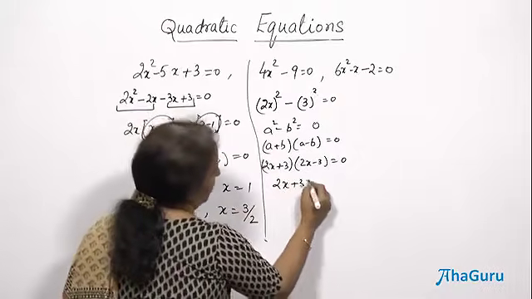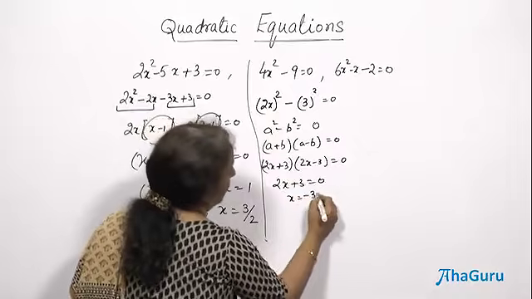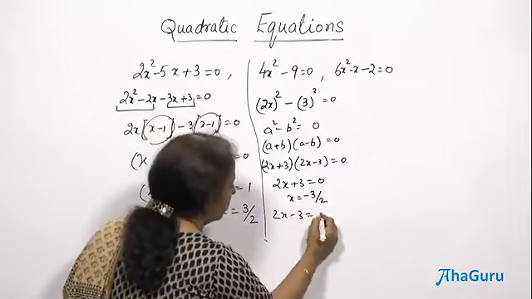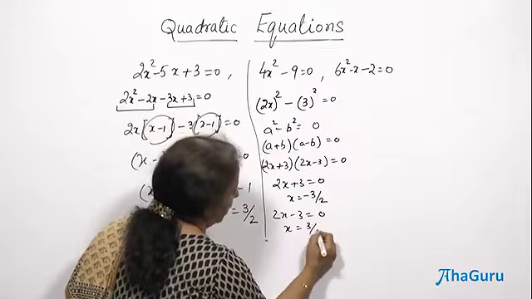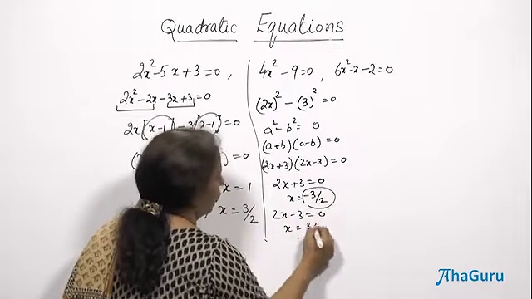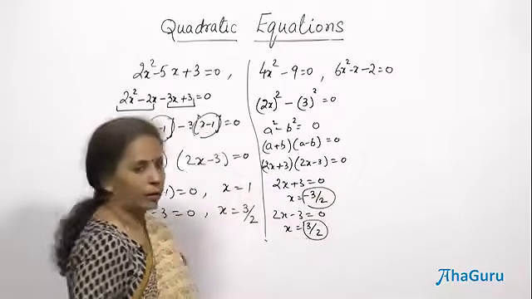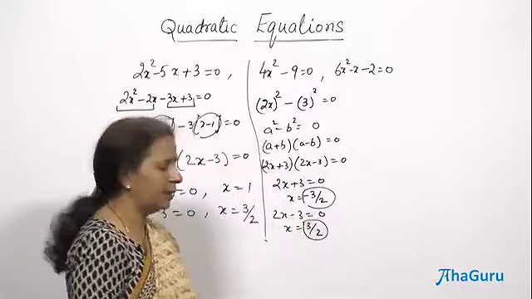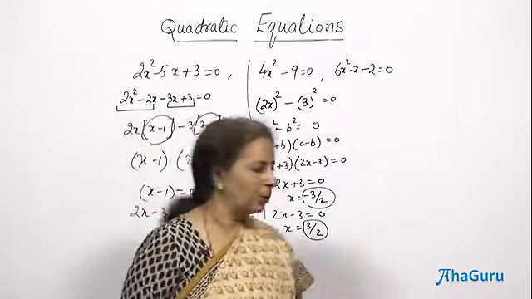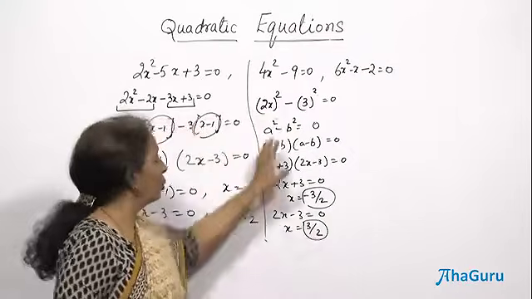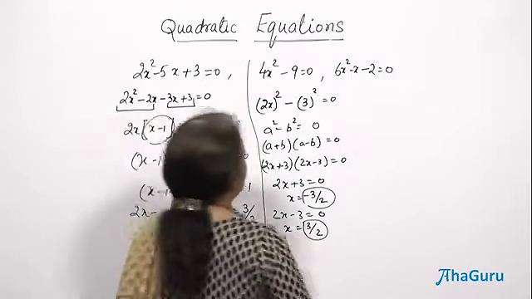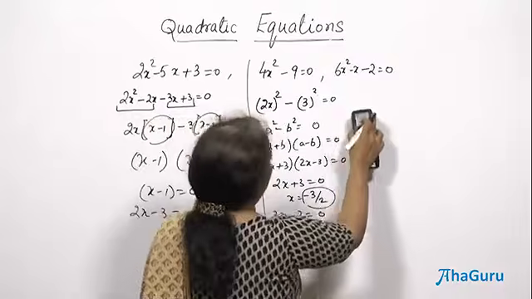So, 2x plus 3 is equal to 0 gives me x is equal to minus 3 by 2. The second one, 2x minus 3 is equal to 0 gives me x is equal to 3 by 2. So, the two values of x which are the roots of this quadratic equation are minus 3 by 2 and plus 3 by 2. So, again you have got two values, even though you did not have a middle term to split, but you really had this. Now, let us take this equation 6x square minus x minus 2.